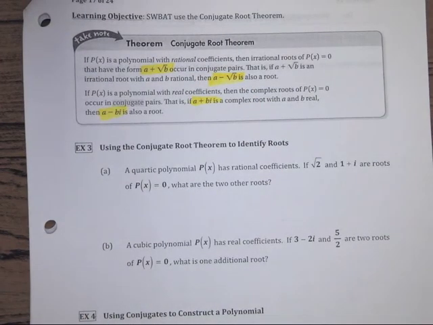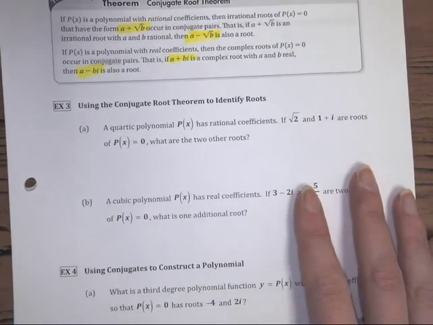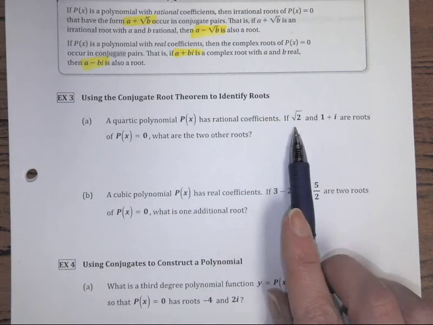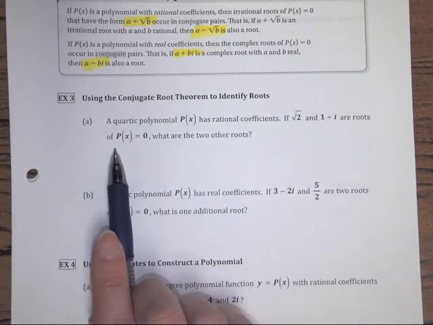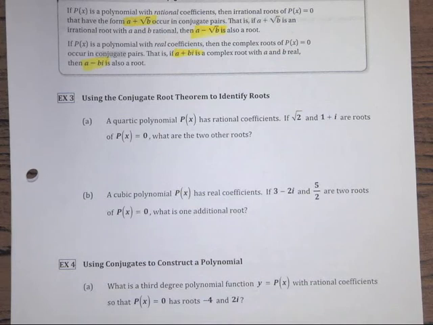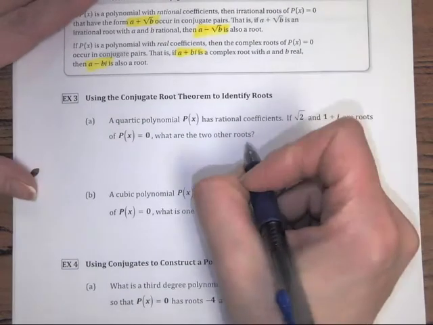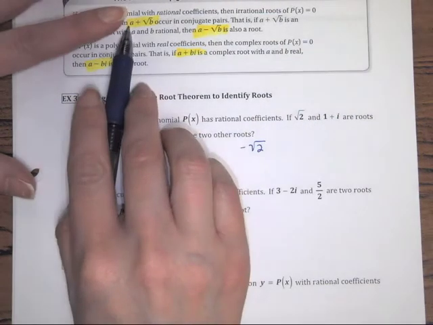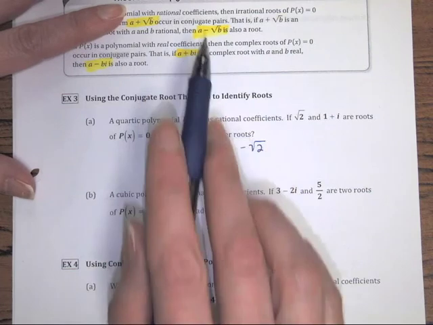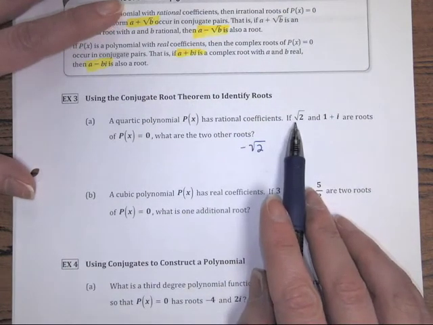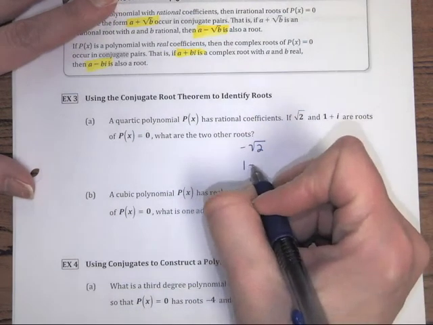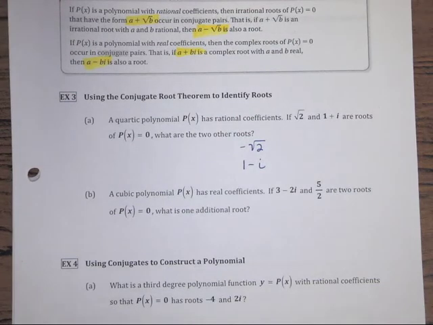So let's go down here to example 3. I have a quartic polynomial p of x, and it has rational coefficients. If the square root of 2 and 1 plus i are roots of this polynomial, what are the other two roots? This is really simple. Negative square root of 2. Okay? Because a plus the square root of b, a minus the square root of b. Your a is just 0 here. So square root of 2, negative square root of 2. 1 plus i, 1 minus i. That's your other root. Done.